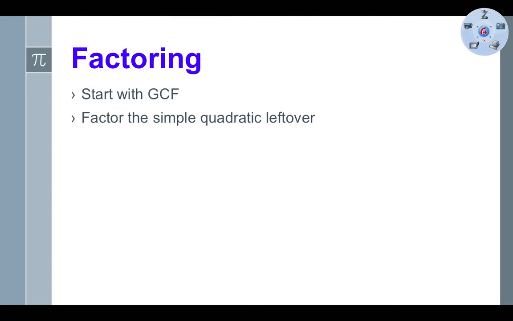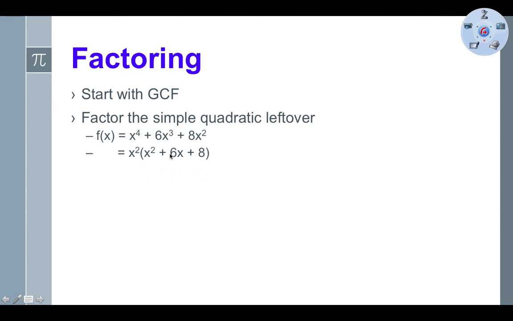For example, if we were given x to the 4th plus 6x cubed plus 8x squared, and I looked at that polynomial, I know that all three terms have an x squared inside. So what I'm going to do is I'm going to factor out x squared. So I took out the x squared. This second piece becomes x squared plus 6x plus 8.